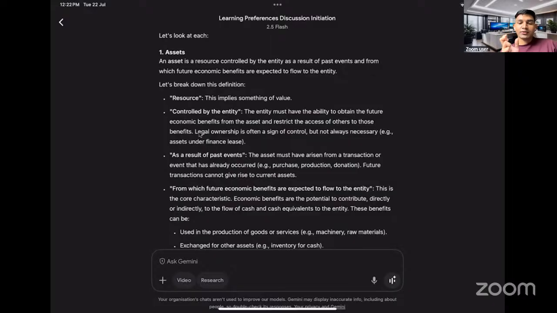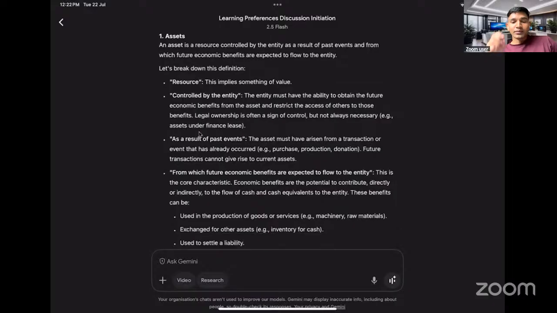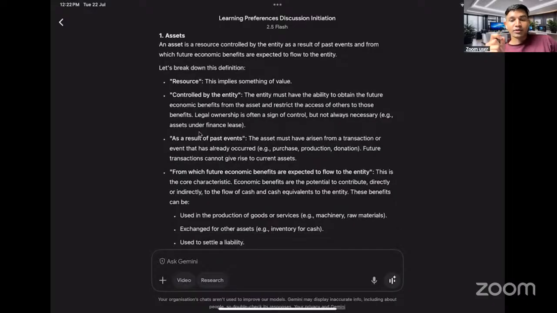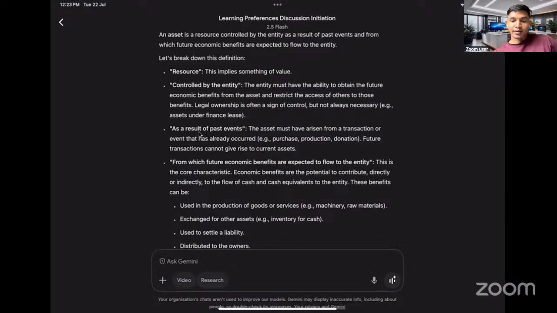First one is resource. This implies something of value controlled by the entity. That resource must be controlled by the entity. The entity must have the ability to obtain the future economic benefits from the asset and restrict the access of others to those benefits. Legal ownership is often a sign of control, but not always necessary, for example, an asset under finance lease.